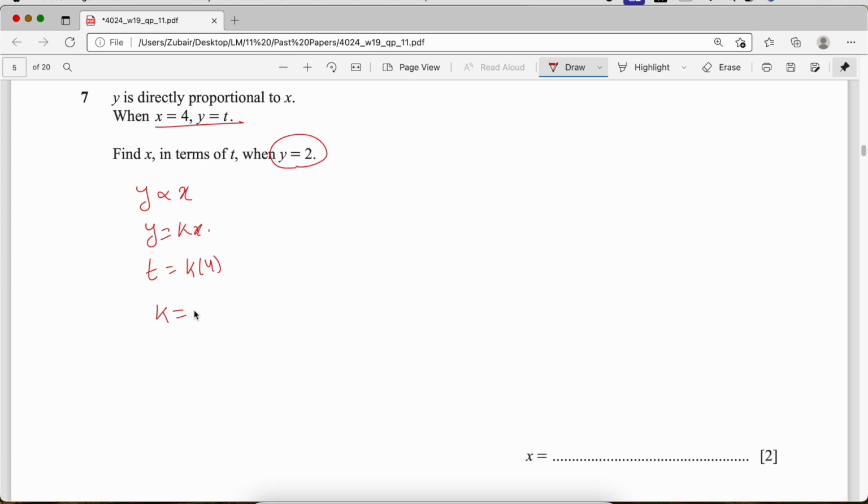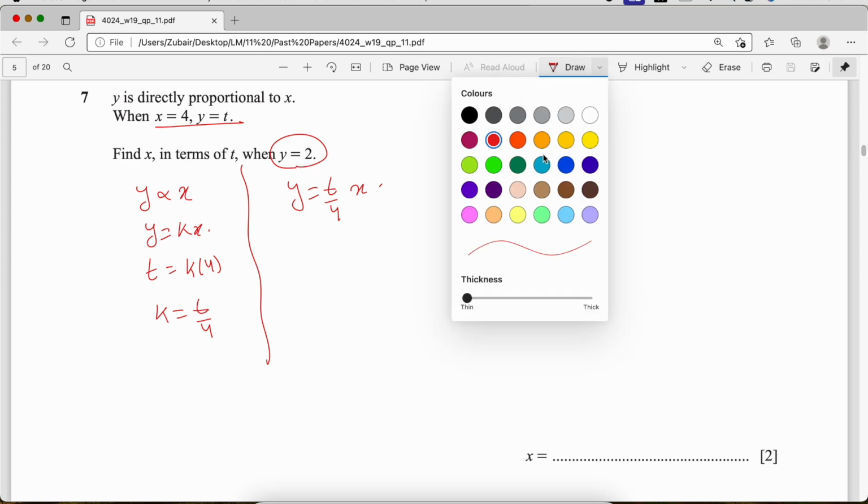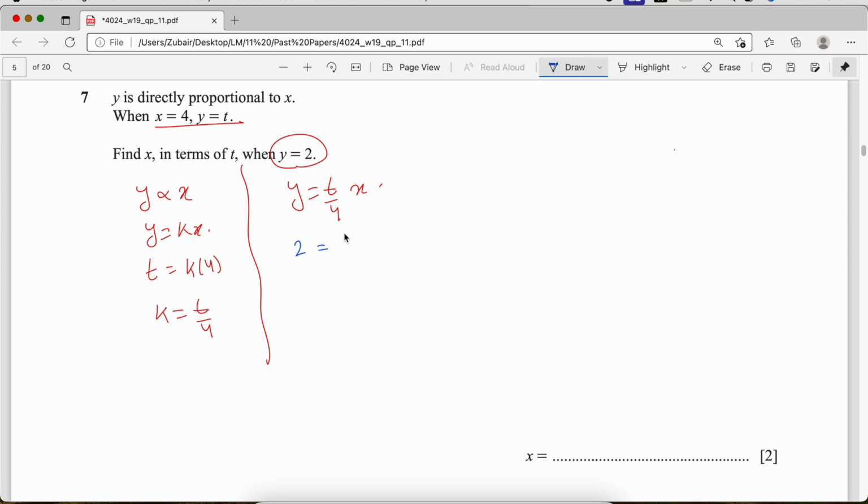So k is already t by 4. I'm rewriting the equation. This is y is equal to t by 4 x. So when y is 2, we replace y with 2. That's t by 4 x. 4 times 2 is 8, so 8 by t is equal to x.